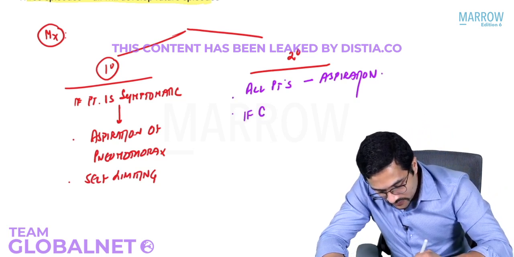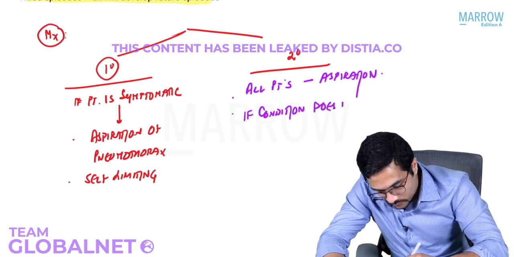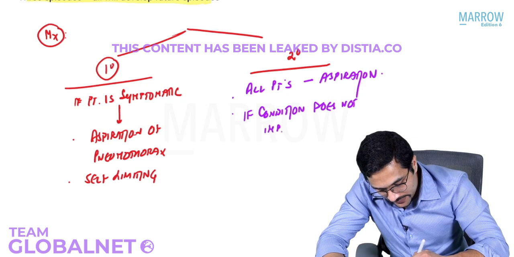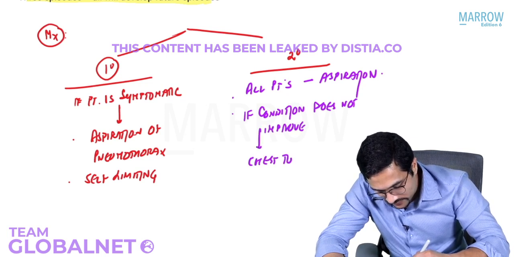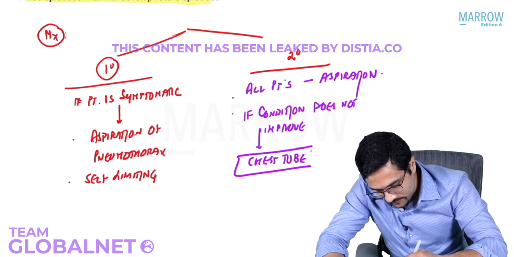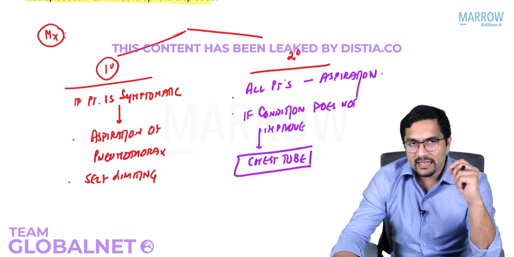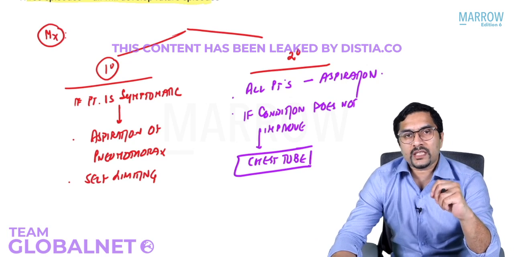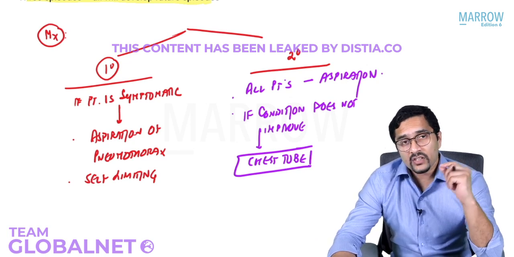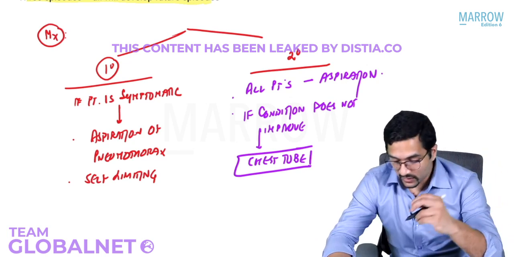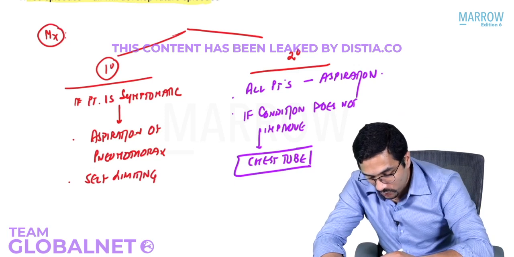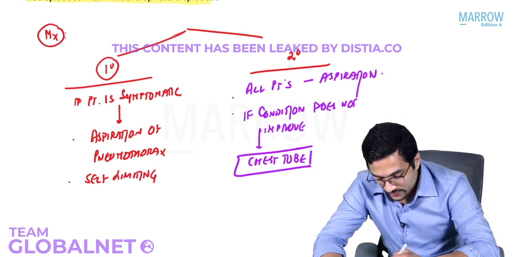And if the condition does not improve, then we have to put in a chest tube in the triangle of safety. This is usually a narrow bore chest tube which is put in the triangle of safety. I've already covered the triangle of safety in thoracic trauma.